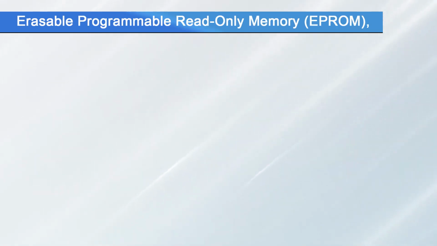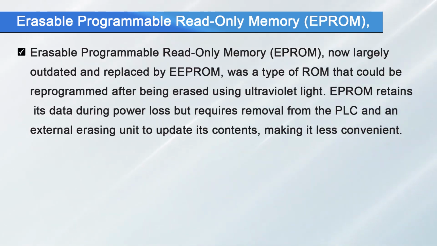Next is the erasable programmable read-only memory called EPROM. It is now largely outdated and replaced by the EEPROM, the electrically erasable programmable read-only memory. It is a type of ROM that could be reprogrammed after being erased using ultraviolet light. The EPROM retains its data during power loss, but it requires removal from the PLC and an external erasing unit to update its content, making it less convenient to use.